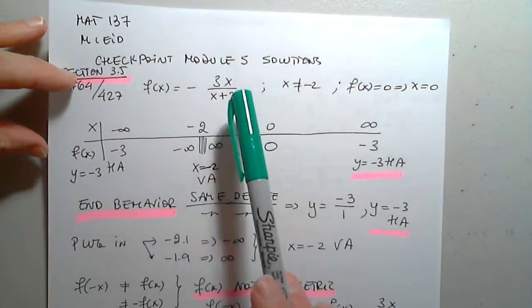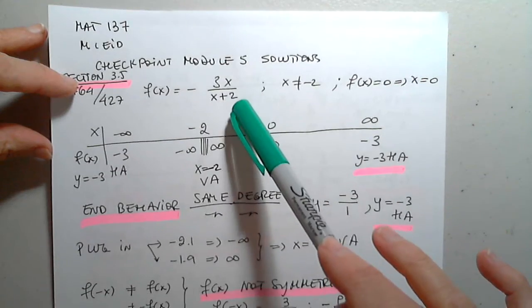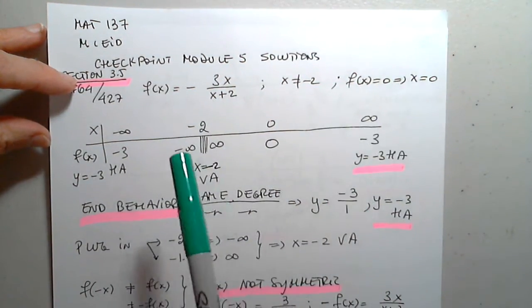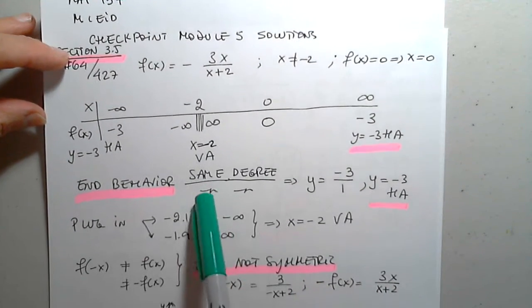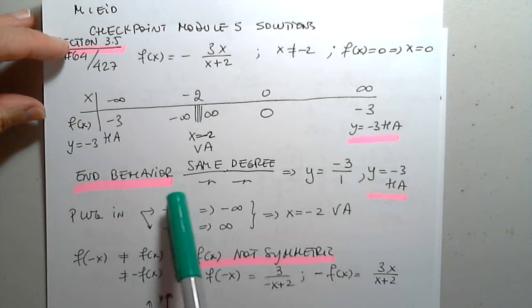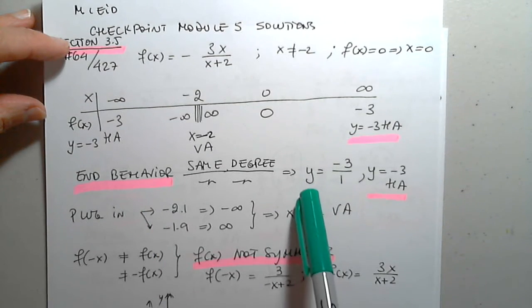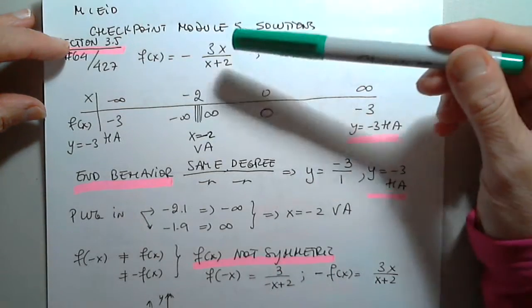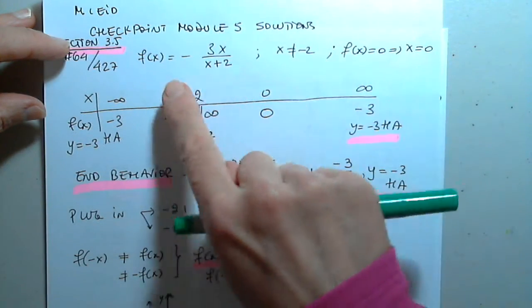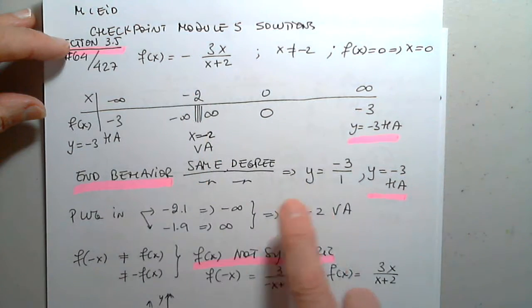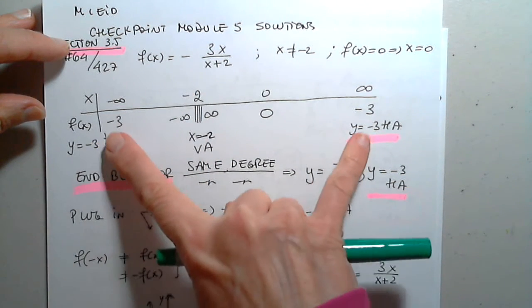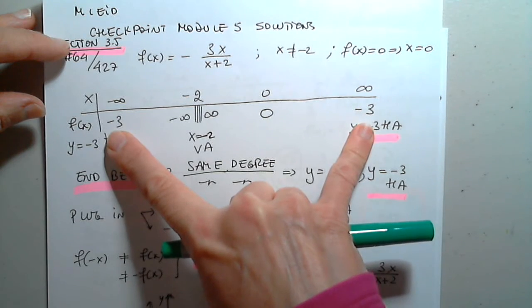Every time that happens, same degree over same degree, 1-1 or 2-2 or 3-3, doesn't matter, we also always know that the end behavior as well as the horizontal asymptote will be the leading coefficient over the leading coefficient. So 3 divided by 1, but there is a negative sign in front. So y equals negative 3 is the horizontal asymptote, which automatically is the end behavior.